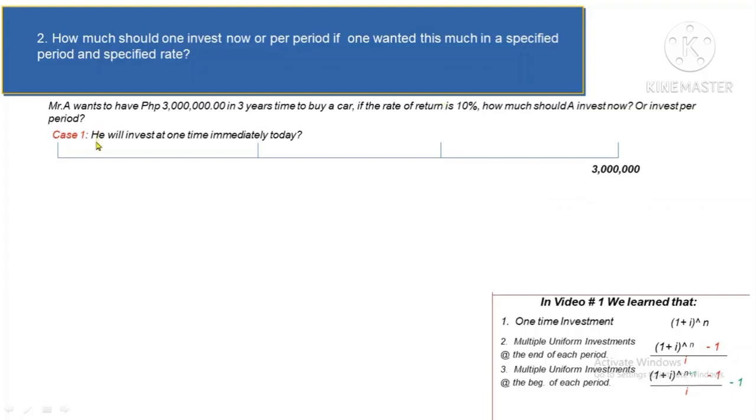In the past video, we started right here in the beginning and then we multiplied the amount of our investment by 1 plus the interest rate. In this case, we have 10%, so we have 1.10. Why 1.10, sir? Again, the 100% investment is represented by 1 here, and then we add the interest rate, that's why it's 1.10.